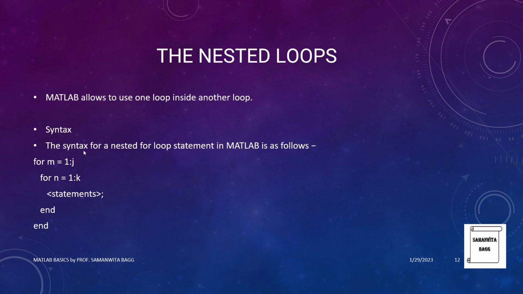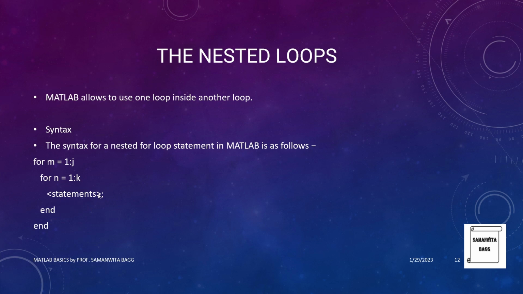The syntax for a nested for loop statement in MATLAB is as follows. For m is equal to 1 to j, for n is equal to 1 to k. Now this j and k are some random numbers, say 10, 100, 20, anything. There will be some statements here. These two values of j and k will be taken, and then accordingly the statements inside will be executed.